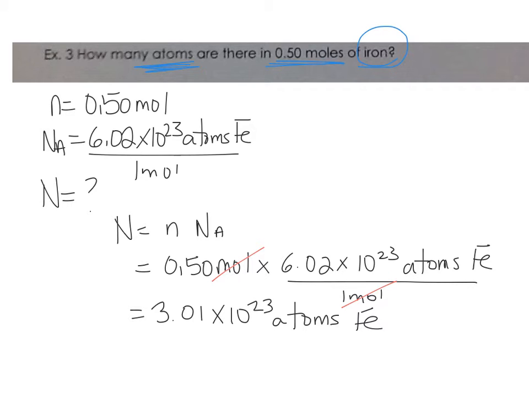So, how many significant digits can we have in our final answer? You have to go to the number that is not Avogadro's number. So our number of moles. How many sig figs in 0.50? 2. The 5 and the second 0 count. So our final answer is 3.0 times 10 to the 23 atoms of iron.